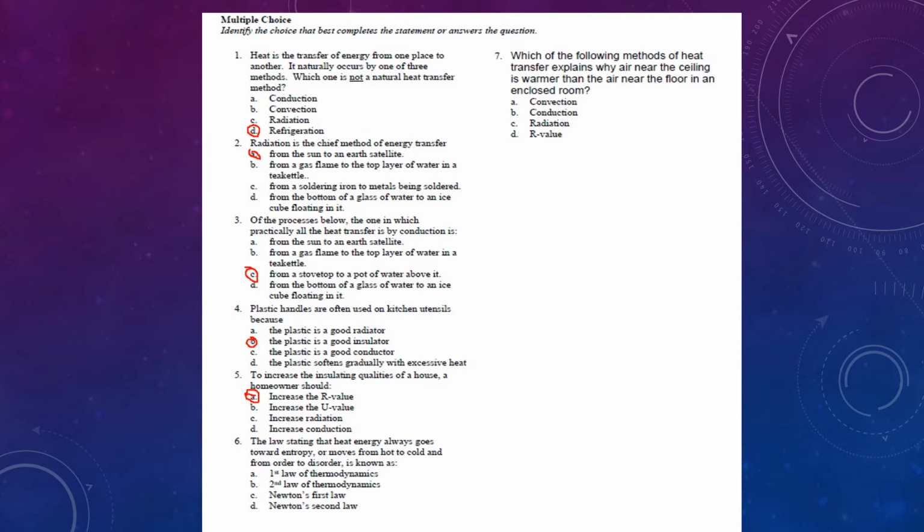Number 6, that's going to be Newton's, the second law of thermodynamics. And number 7, this is going to be an example of convection.